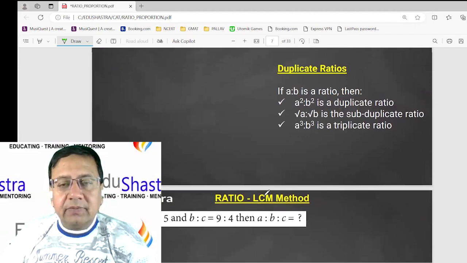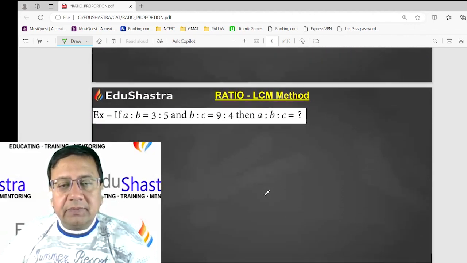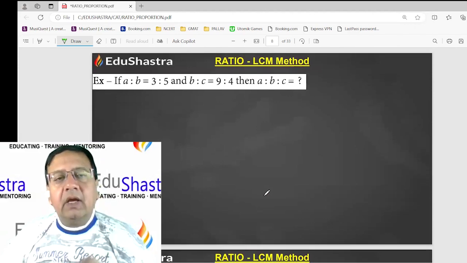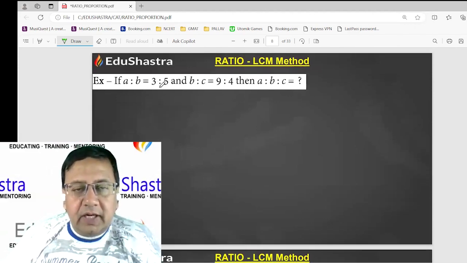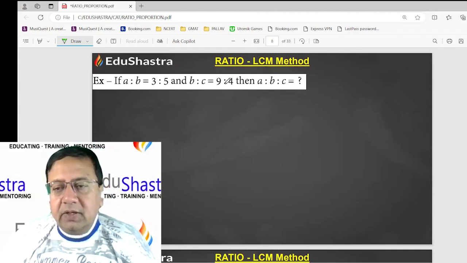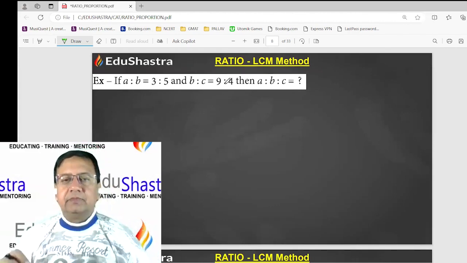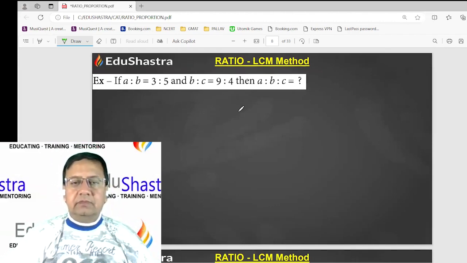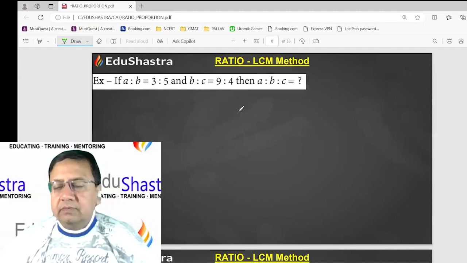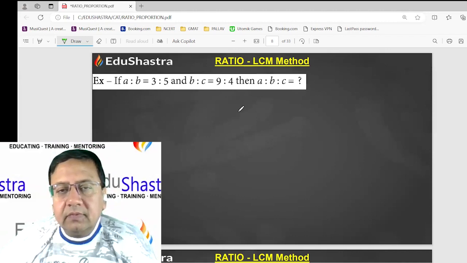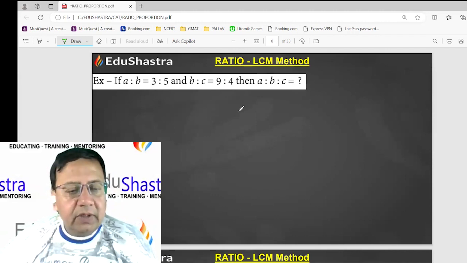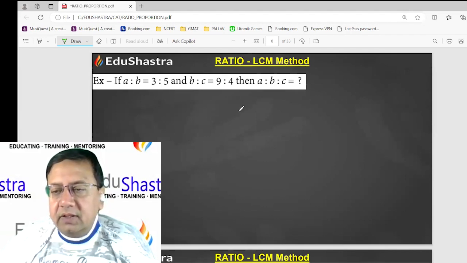Okay, yeah. So first come to this, give me the answer for this. If A is to B is 3:5 and B is to C is 9:4, then what is the ratio for A to B to C? Yes. Sir, 27 ratio 45 ratio 20. Okay, Hardik. Okay, yes. Others, I'm just waiting for your responses, for your answers. If A is to B is 3:5 and B is to C is 9:4, then what is A to B to C?